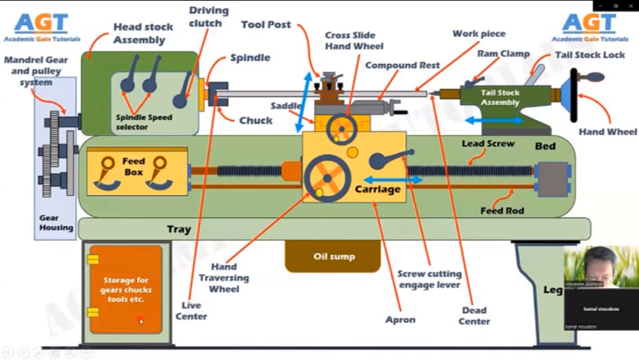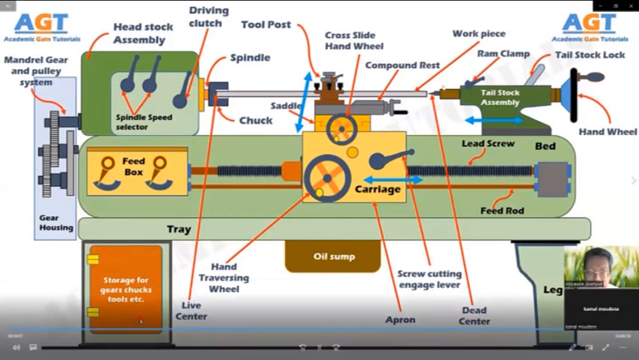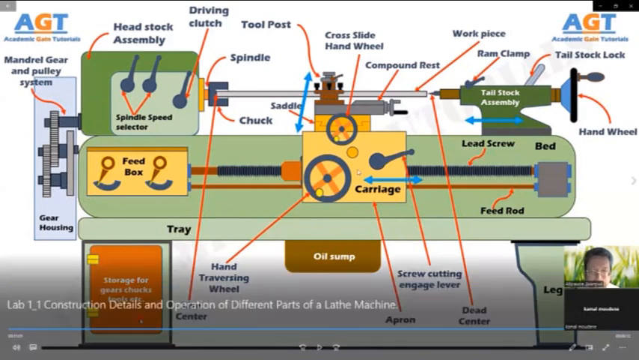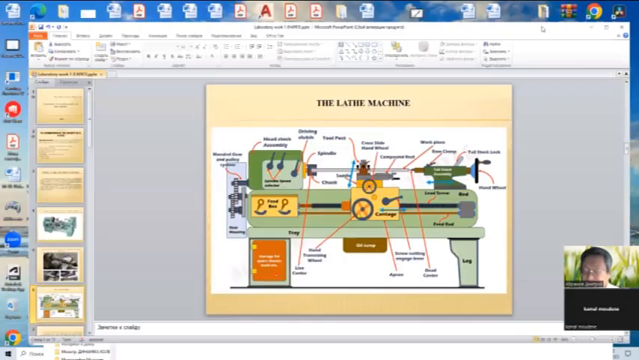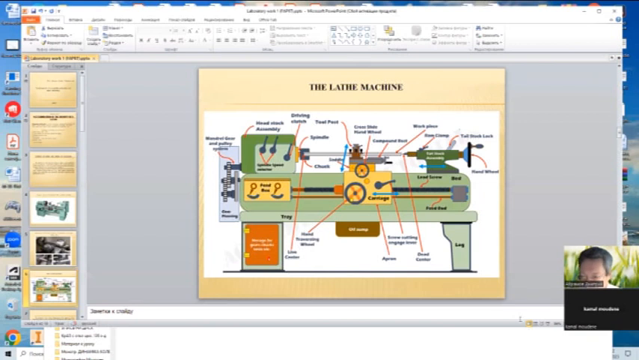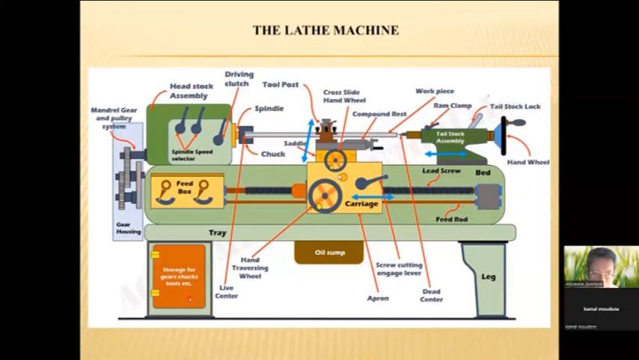So, we have learnt the construction details of a lathe machine, along with the detailed operation of different parts. So it was the lathe machine and different parts of the lathe machine.